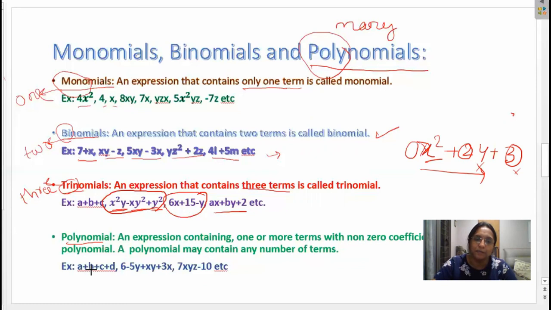See here, a plus b plus c plus d. Four terms are there, so it is called a polynomial. Here, four terms. This one has two terms; actually it is a binomial, but still it is a polynomial. These are the types of polynomial: monomial, binomial and trinomial, like that.